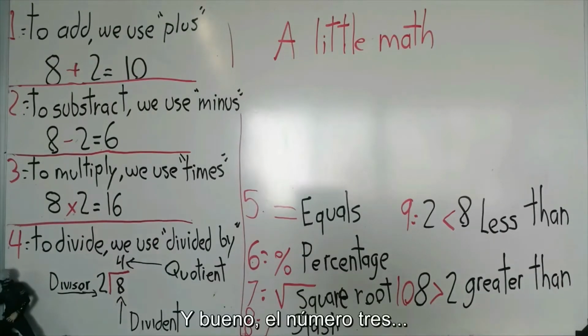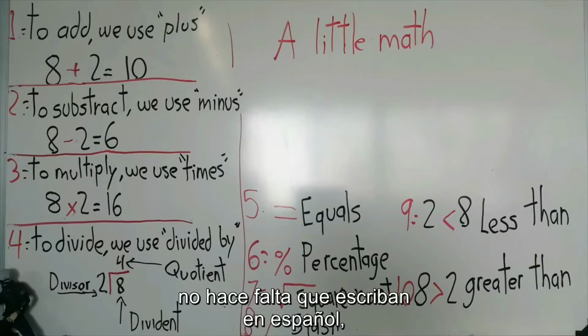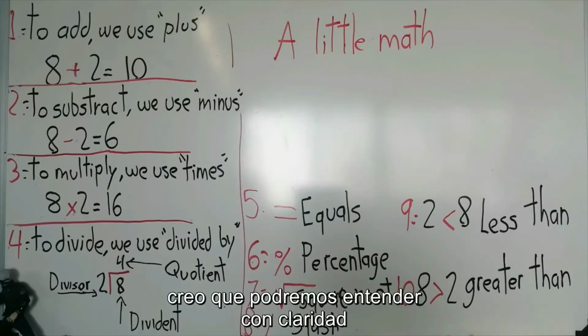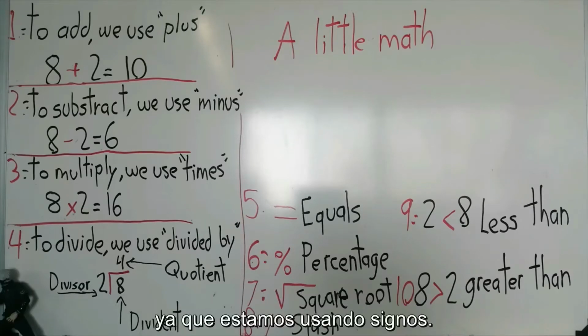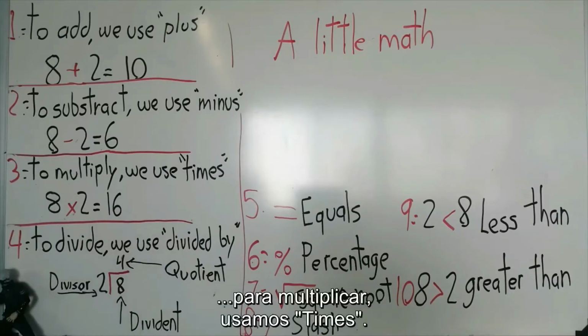Well, number 3, and by the way, in this case, you just have to write down. There's no need to write in Spanish. I think we can understand clearly, since we are using only signs. So yes, number 3, to multiply, we use times.